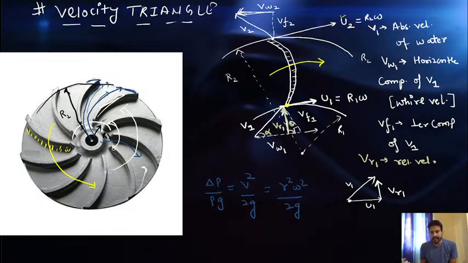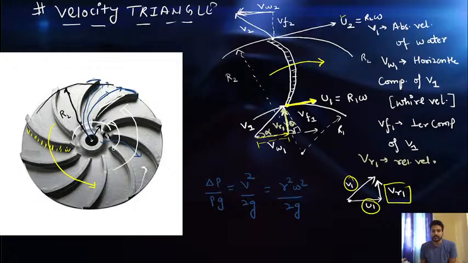So this is my vector velocity u1. So I just write this u1 and this is my v1. So this is the relative velocity of these two velocities, right? So v1 has two components. This one horizontal component and the vertical component. So this is actually my vw1, right?